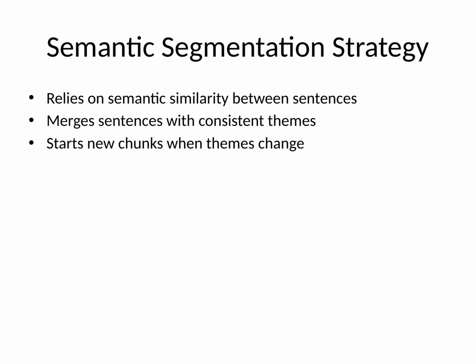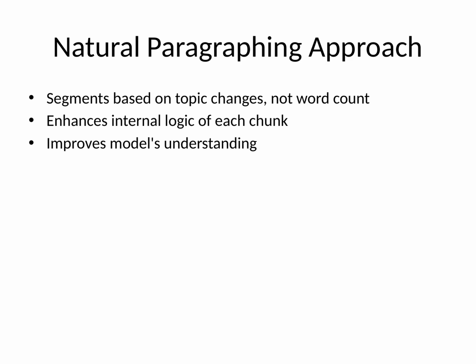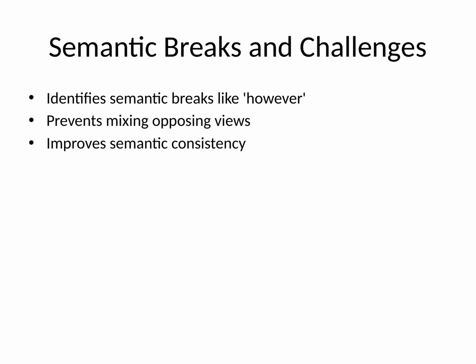Our second strategy, semantic segmentation, calculates the semantic similarity between adjacent sentences to decide whether to segment. Sentences with consistent themes are merged, while a change in theme starts a new chunk. This approach is similar to natural paragraphing in writing, focusing on topic changes rather than word count. It enhances the internal logic of each chunk, improving the model's understanding. Semantic segmentation identifies breaks, such as when "however" indicates a shift. This prevents mixing opposing views, improving semantic consistency and coherence.